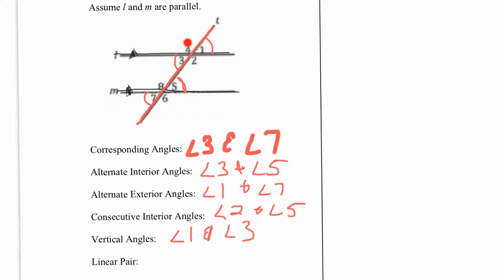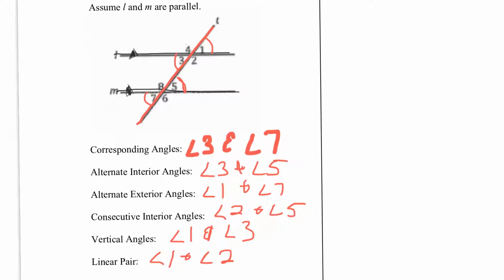Two angles that are beside each other, whose non-common side forms a line, is a linear pair. So angles 1 and 4 are a linear pair, 1 and 2 are a linear pair, 2 and 3 are a linear pair, 4 and 3 are a linear pair. Same thing happens down here. 7 and 6 are a linear pair, 5 and 6 are, 5 and 8 are, and 7 and 8 are. Let me just write down one pair. Angle 1 and angle 2 are a linear pair.